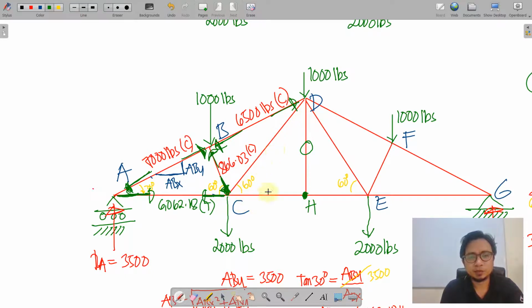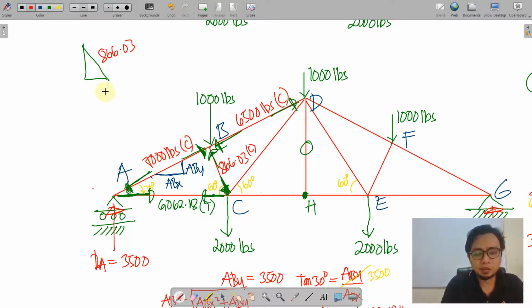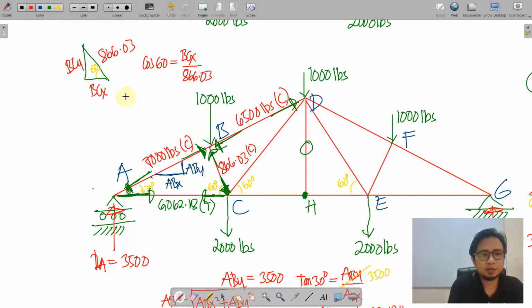For C, we will need to determine the horizontal and vertical components of 866 so that we can solve for CD. Illustrating the triangle for 866.03, this is inclined at 60 degrees. We have here the BCX and the BCY. By the cosine function, cosine 60 is equal to BCX over 866.03. Hence, BCX is 433.02.